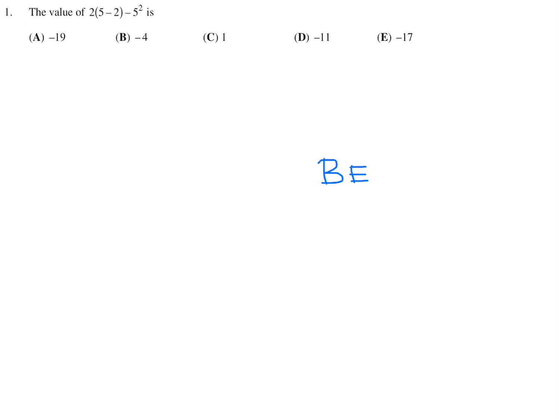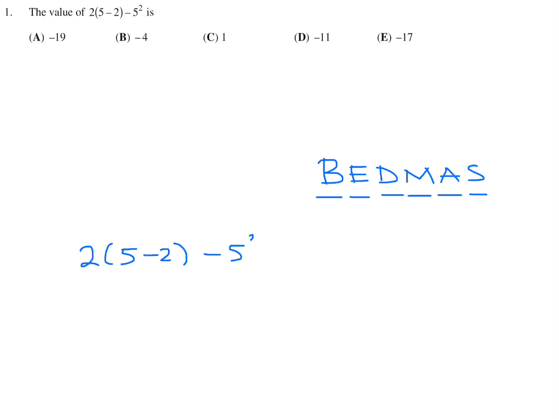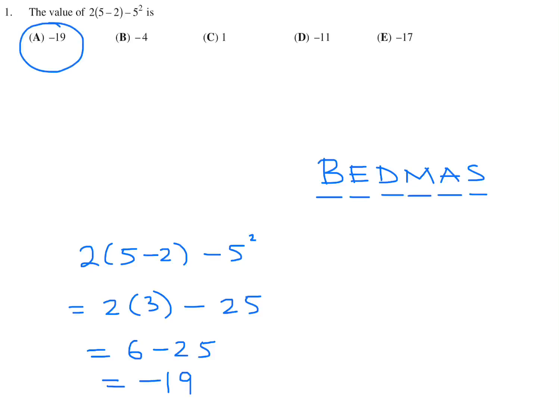So you use BEDMAS, which is the order of operations: brackets, exponents, division, multiplication, addition, subtraction. So if we have 2 times 5 minus 2 minus 5 squared, do the brackets first, so that would become 2 times 3. Exponents next, we got 25, so this is 6 minus 25, which is negative 19. So the answer for number 1 is A.